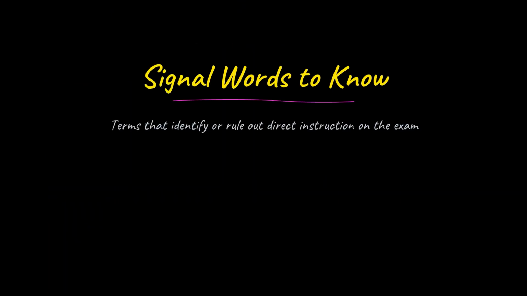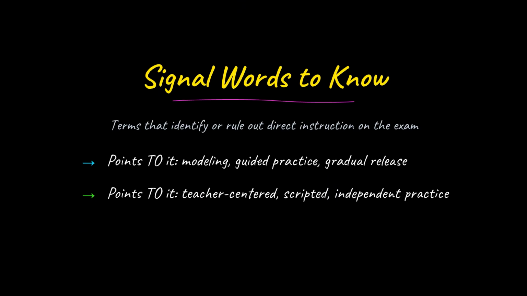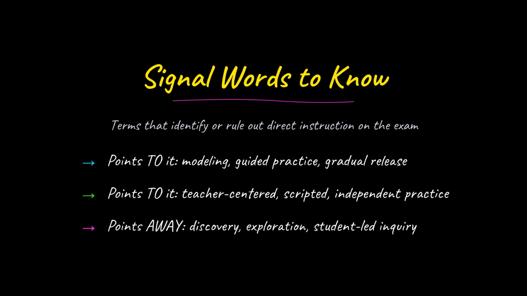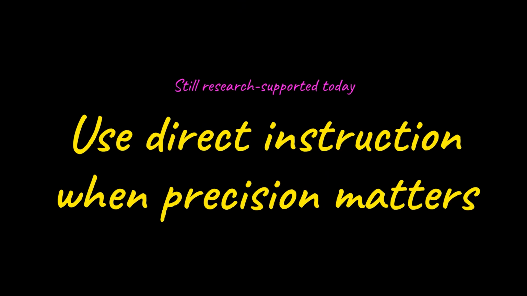When reading an exam stem, certain signal words flag direct instruction. Modeling, guided practice, independent practice, and gradual release of responsibility all point toward it. Discovery, exploration, and student-led inquiry point away from it. Direct instruction is not outdated. Research consistently shows it produces strong outcomes for foundational skills, especially early reading and math. When a skill requires precision and structured guidance, direct instruction belongs in the teacher's toolkit.